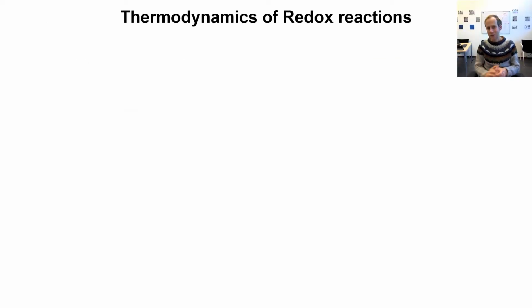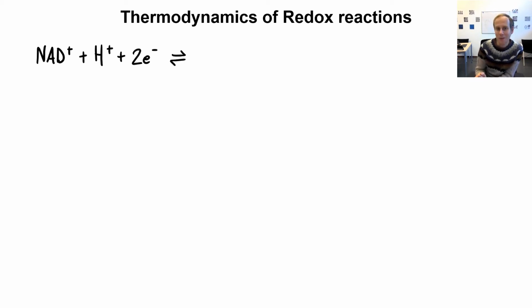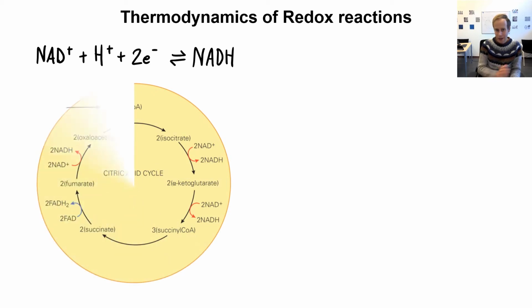Chapter 6 deals with the thermodynamics of redox reactions. Last knowledge clip, we already got to know an important redox reaction, the reduction of NAD+ to NADH. This happens in the citric acid cycle, which generates multiple NADH molecules that are then used as electron energy carriers so that they can be oxidized again in the next step, for instance, to generate a concentration gradient of protons across the inner membrane of a mitochondria.